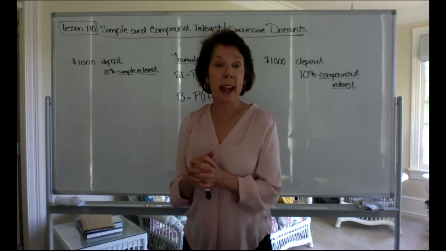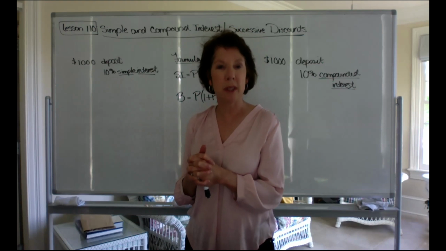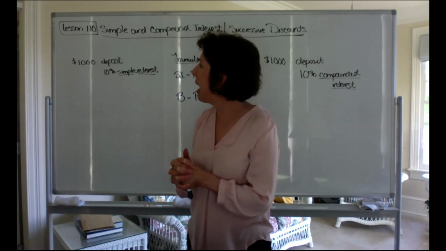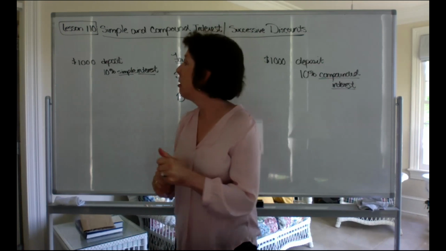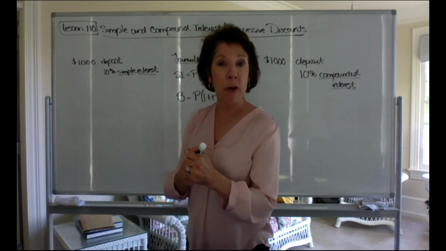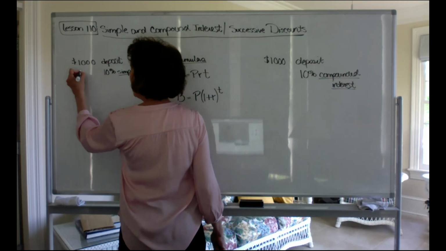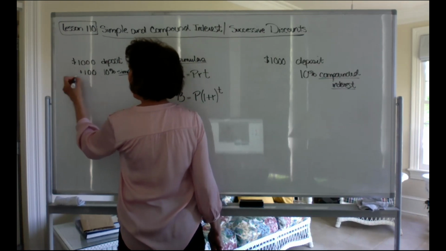What is 10% of $1,000? Well, 10% is 1/10, and 1/10 of $1,000 is $100. So let's go ahead and add $100 to our account. That is the interest we're going to earn by letting the bank hold on to our money.